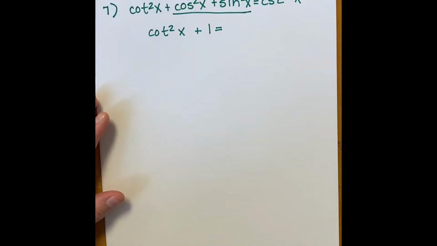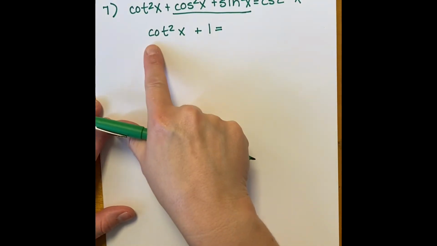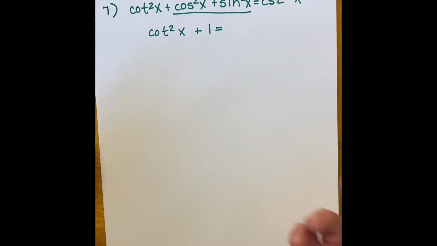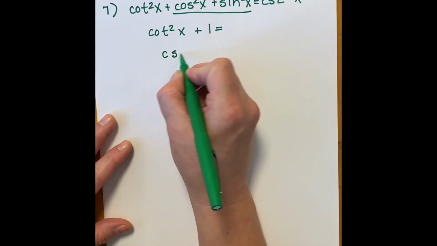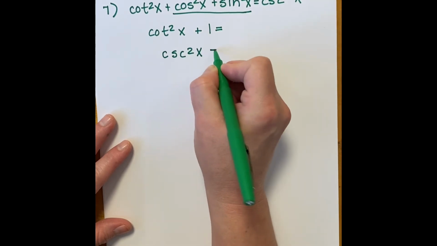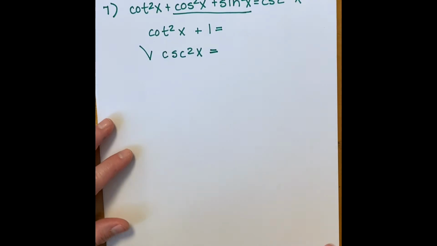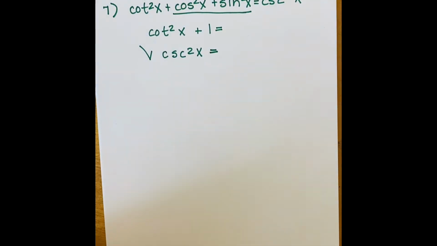Wait a minute. You got yet another Pythagorean identity now, right? What's cotangent squared plus 1? Or 1 plus cotangent squared? That is cosecant squared. And boom, done. That one was easy. Let's do another one.